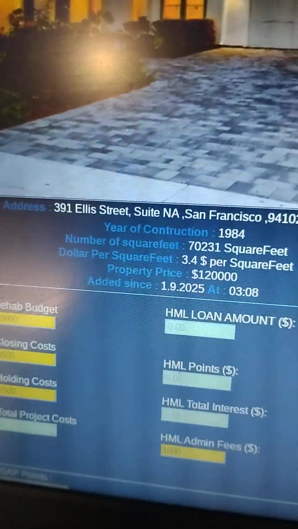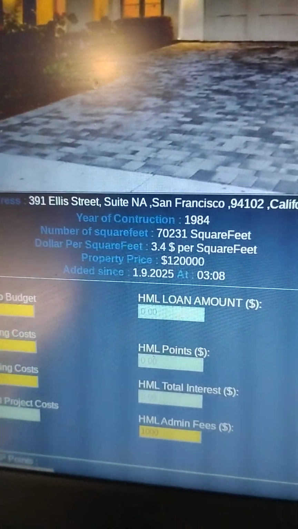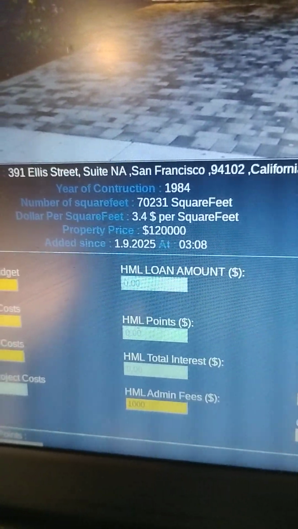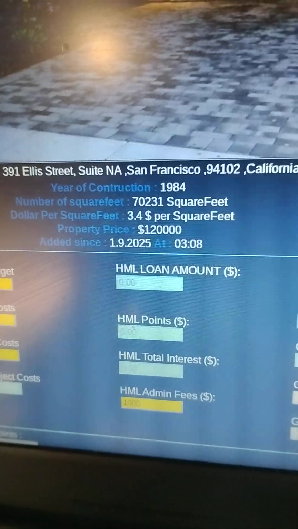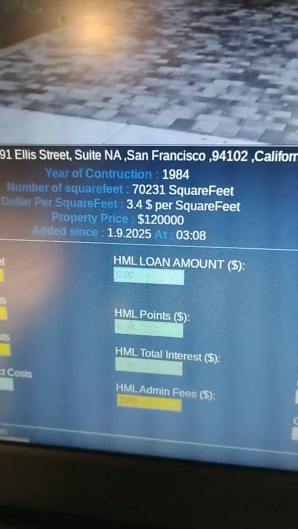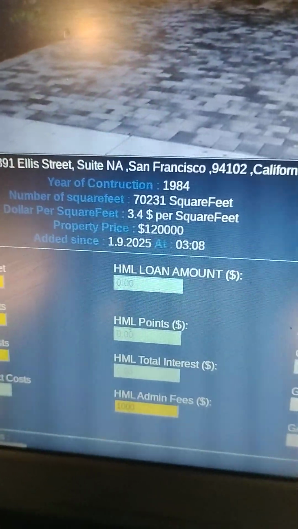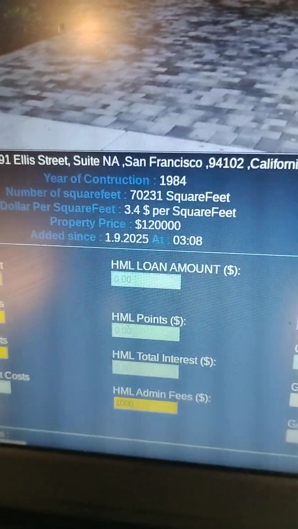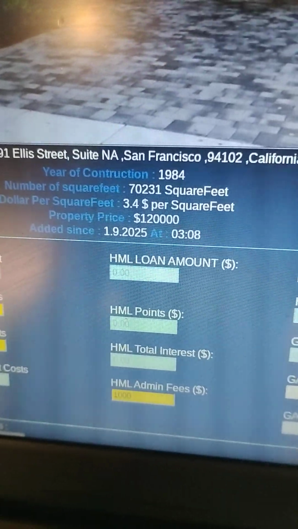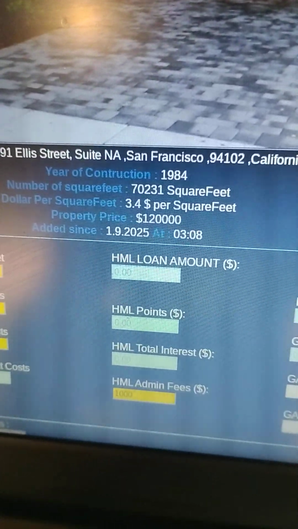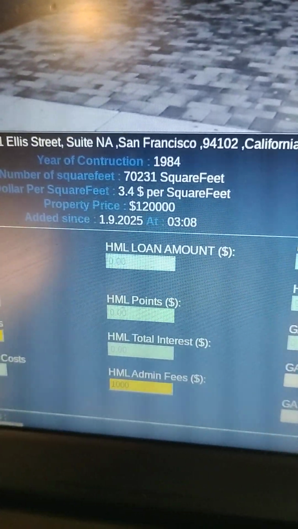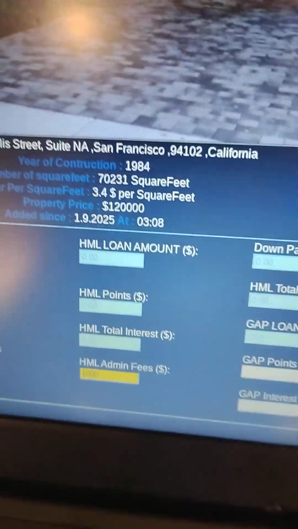So up here you're going to see everything written. This is the address, and this is the year of construction. This is the number of square feet, and this is dollars per square foot, because you need it. And then there is an equation computing the dollar per square foot times the square foot to give you the property amount. The dollar per square foot here is $3.4, and the number of square feet is 70,000 something, right? So the amount happened to be this. I don't know if it's right or wrong, but that's what happened.